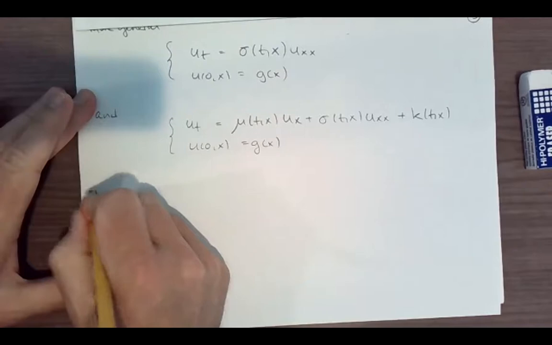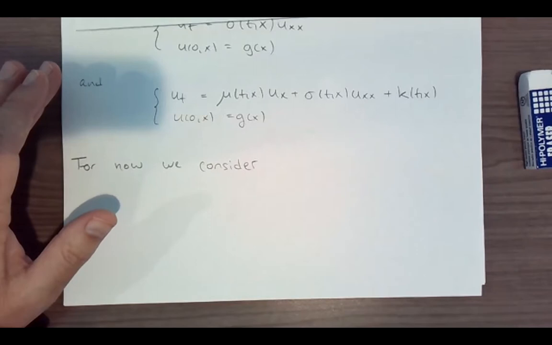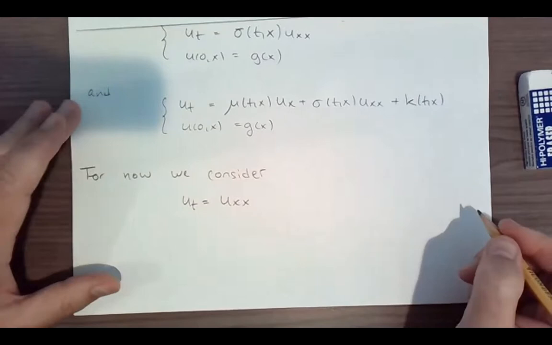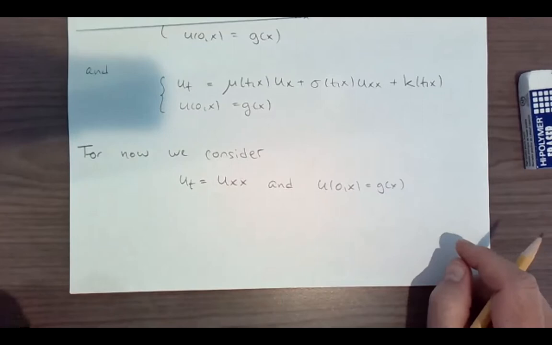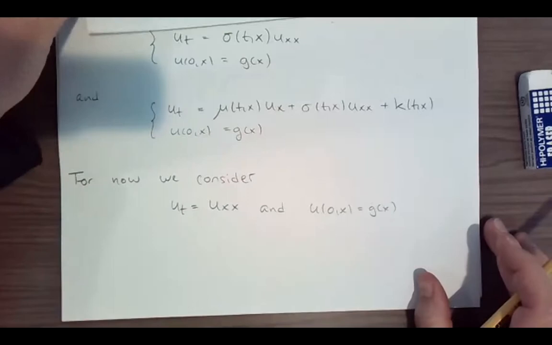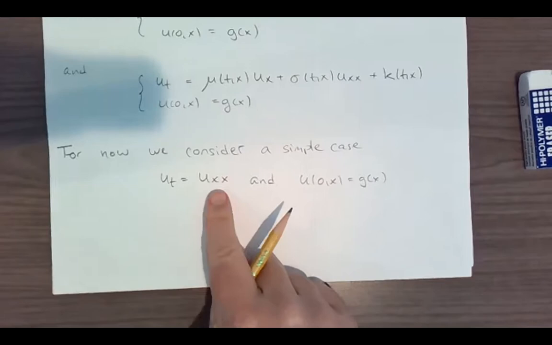So for now we consider a simpler case: u_t is equal to say u_xx, and we'll have the initial condition just being g of x. But what we're doing here would also allow us to do extensions like this. So you have a second derivative in x, and you have a first derivative in t.